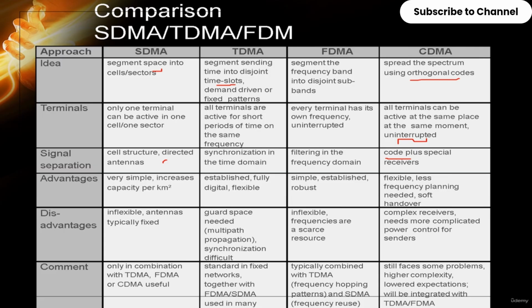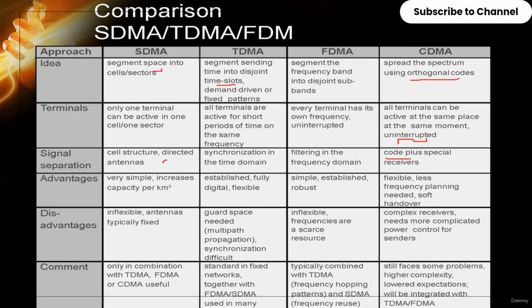The advantages: space division multiple access is very simple, and it increases the capacity per kilometer. TDMA is fully digital and flexible. FDMA is simple and robust. CDMA is flexible and has soft handover, so handover between a particular base station and mobile station, like that. The drawback of SDMA is inflexible antennas in terms of antennas and particular scenarios.